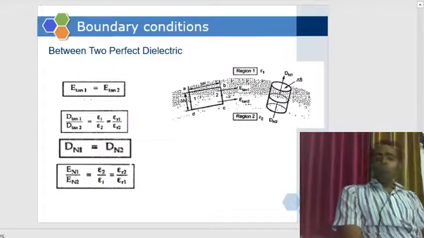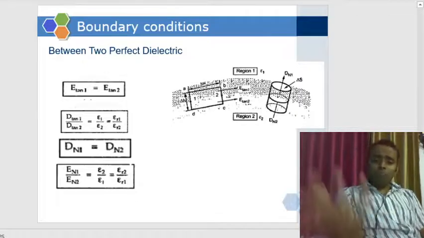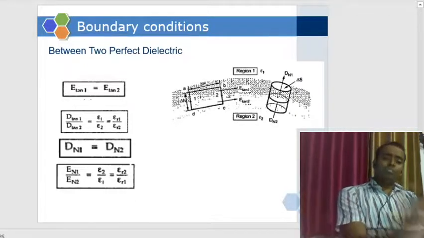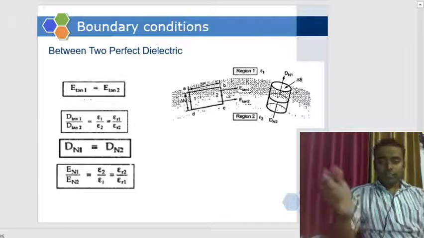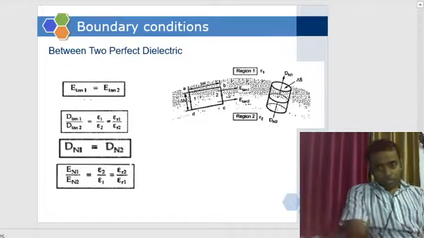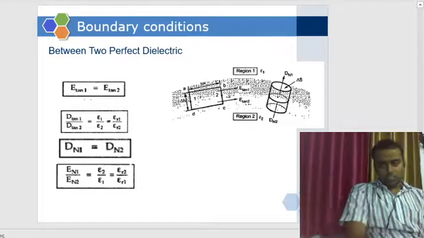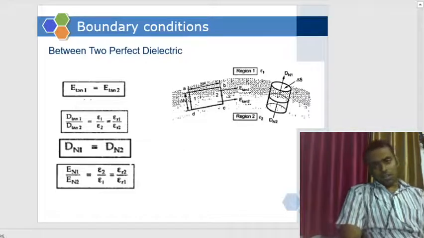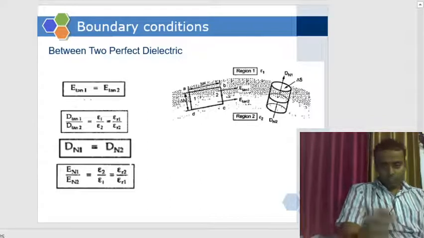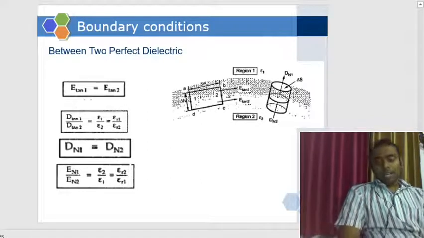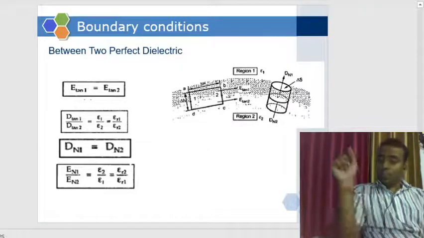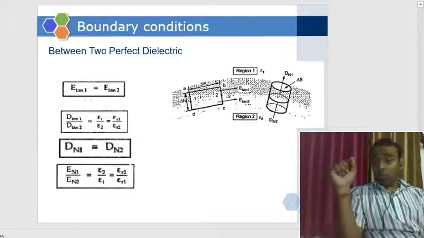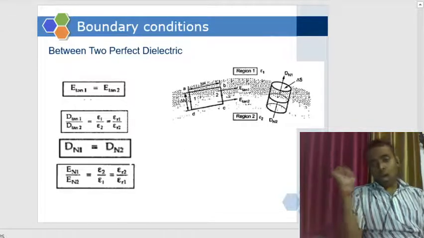Now, between two perfect dielectrics, the same pattern will follow for two different dielectrics. Suppose we are taking a dielectric having permittivity epsilon 1 in the first region and permittivity epsilon 2 in region 2. Okay, in the two different regimes, epsilon 1 will be epsilon naught into epsilon r1.